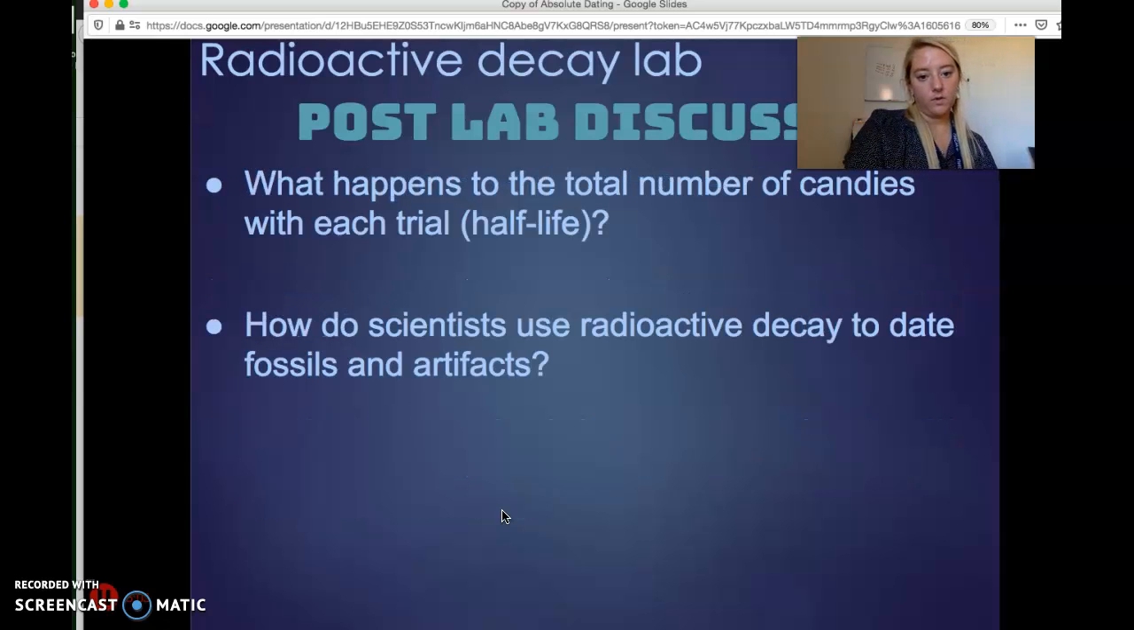Might be one more. There's 2 more. So what happens to the total number of candies after each trial? You should have seen that about half of what you started with for each trial decays. So if you were to spill your M&Ms, about 5 of them would turn upside down, while the other 5 would be right side up. So we saw that about half decayed.